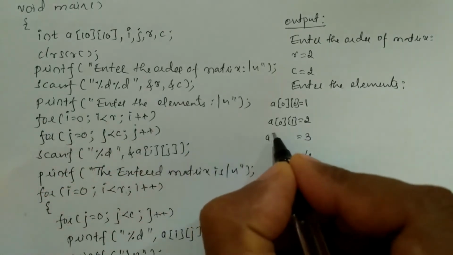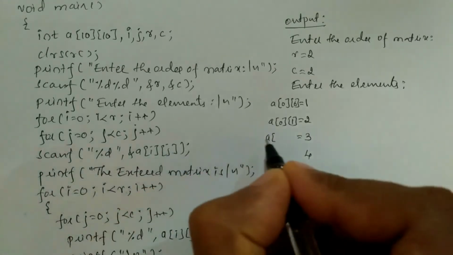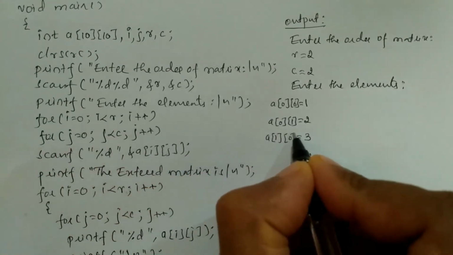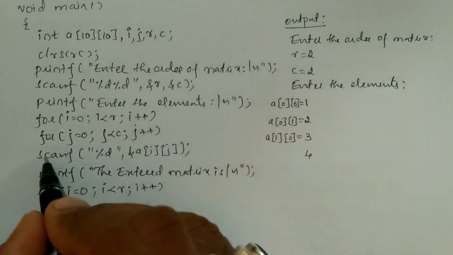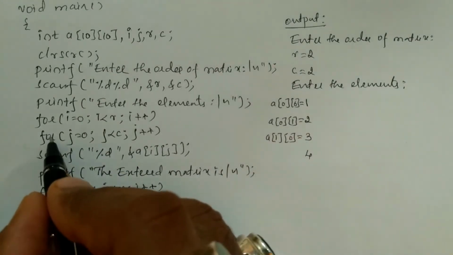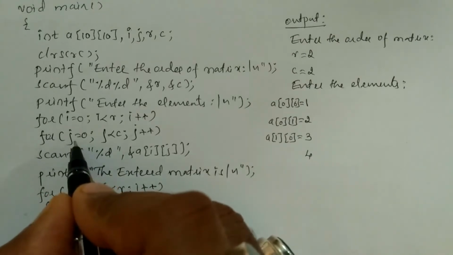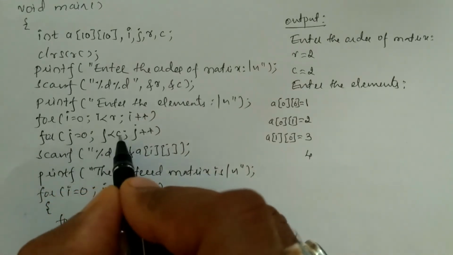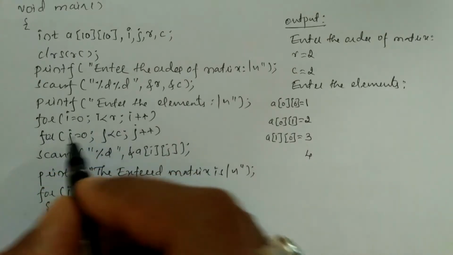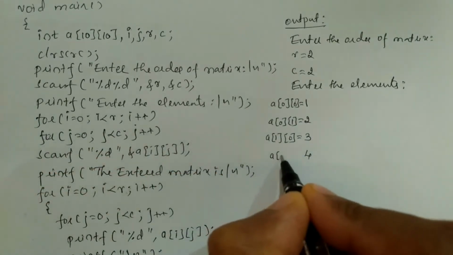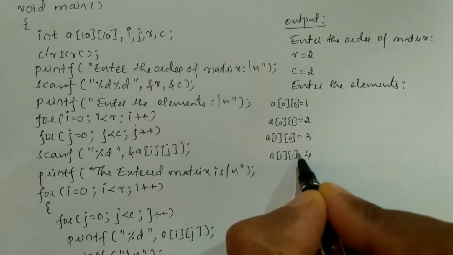Here I'm going to write a of ij. I is 1, j is 0. That stores value 3. Again, control transfers to inner for loop by incrementing the value of j by 1. Now j is 1. 1 is less than 2. Yes, condition is true. I was 1. J is now 1. So I'm going to write here a of 1, 1 is equal to 4.